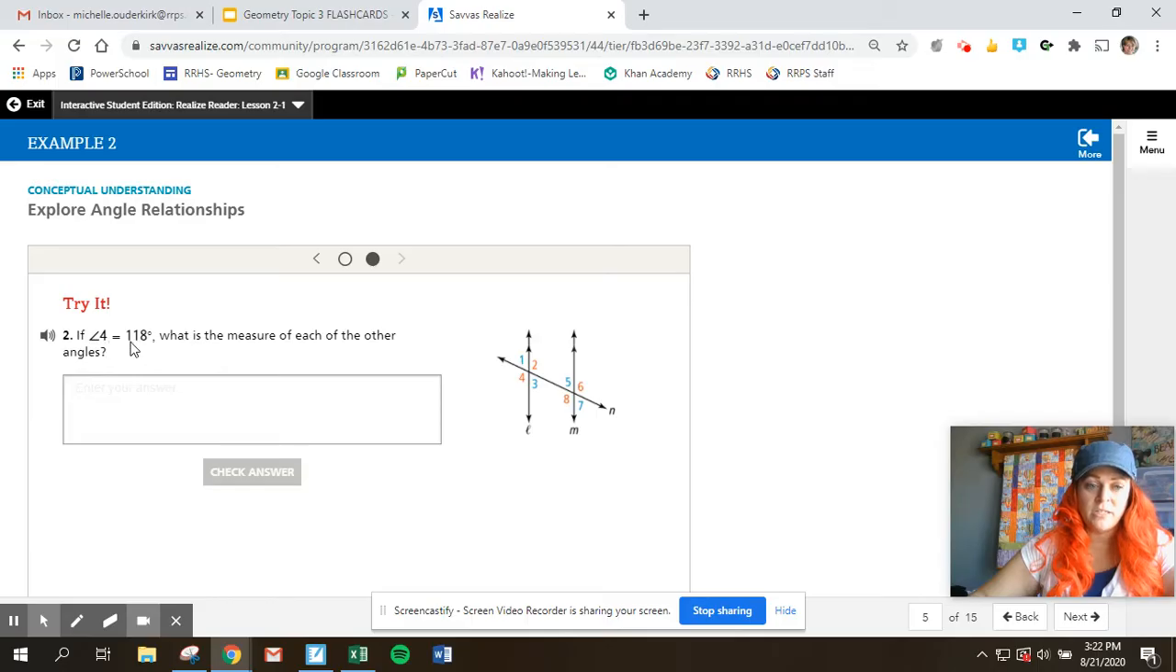The measure of angle 4 is equal to 118. So if this is 118, what would all the other angles equal? Use vertical angles, alternate interior, same side interior, alternate exterior, corresponding, use all those to try to solve for all the other angles. And if you know those lines are parallel, then all of those measurements you should be able to find. We are told these are parallel lines because these little symbols right here, those double arrowheads or matching arrowheads, tell us that those are parallel lines.